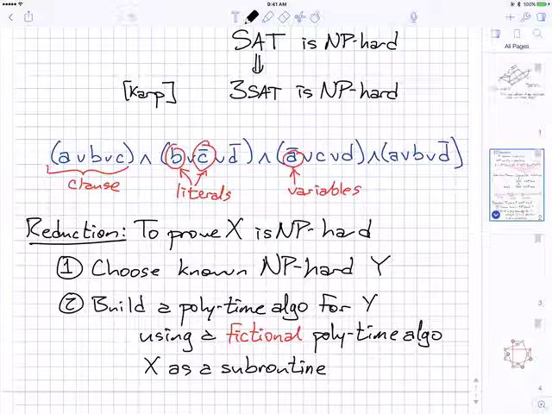That's silly. You can't have a polynomial time algorithm for something as NP hard. X must be hard as well. My assumption that this polynomial time algorithm exists must be false.